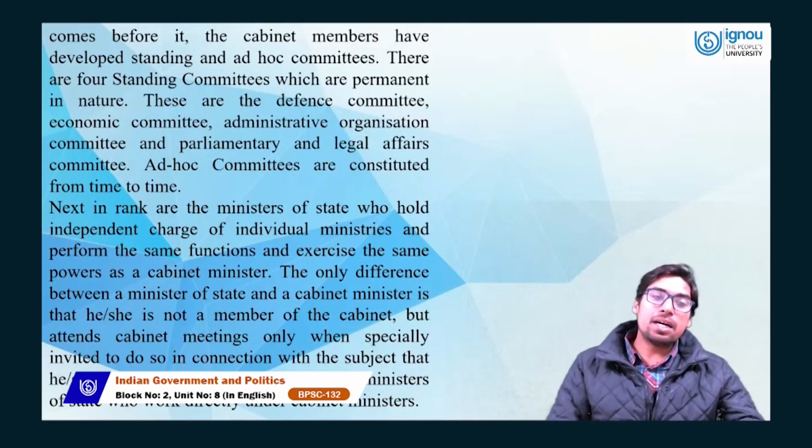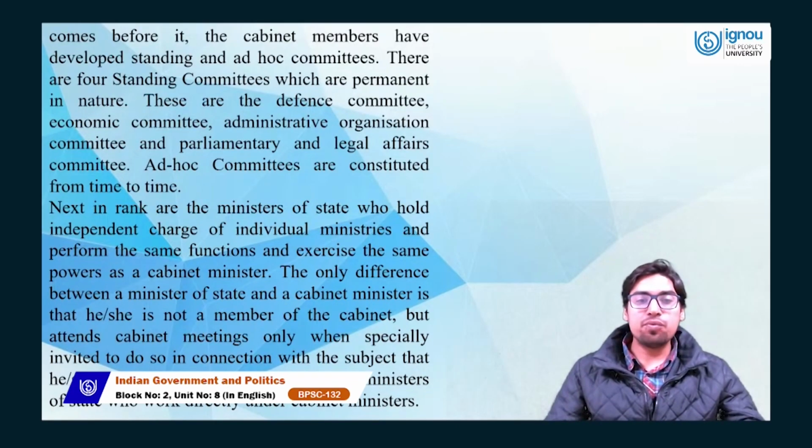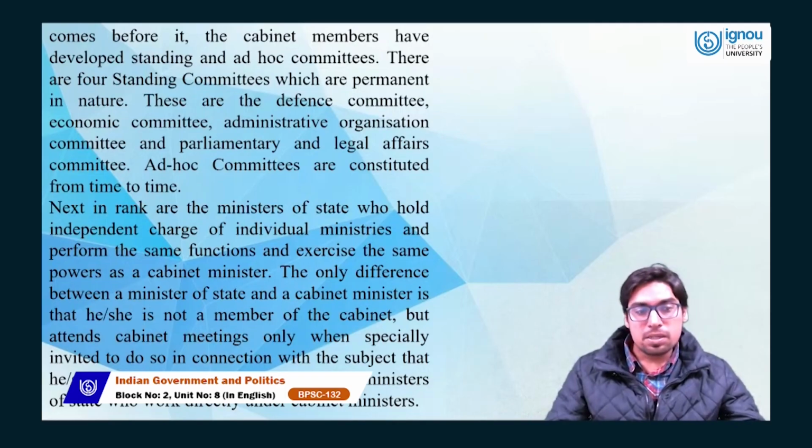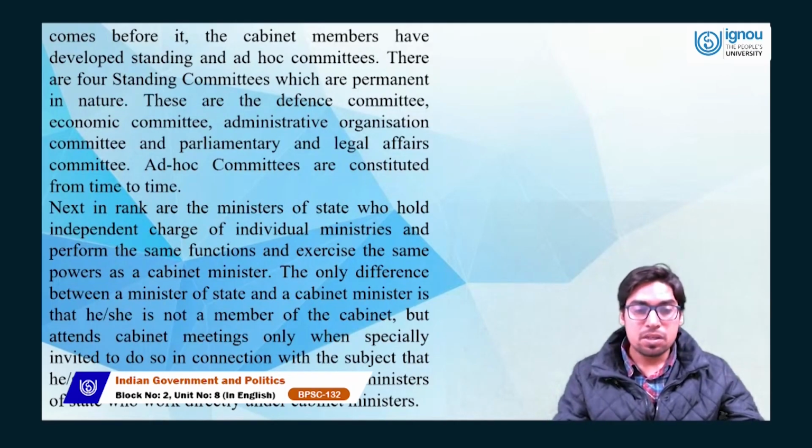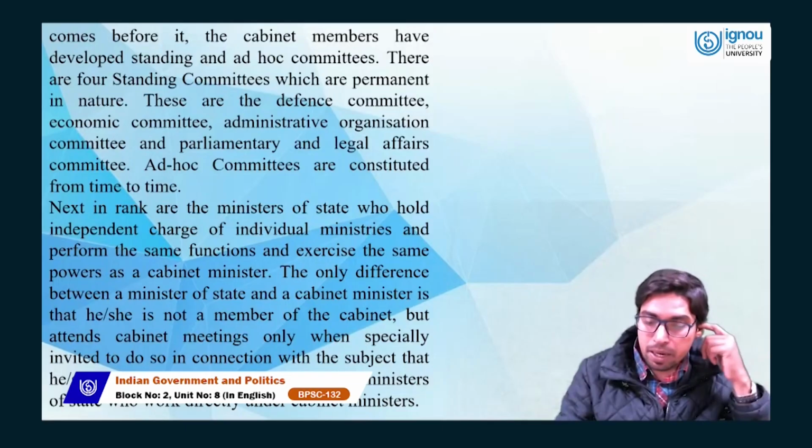Next in rank are the Ministers of State who hold independent charge of individual ministries and perform the same functions and exercise the same powers as cabinet ministers. The only difference between a minister of state and a cabinet minister is that he is not a member of the cabinet, but attends cabinet meetings only when a special invitation is given in connection with the subject that he is given charge of. There are other ministers of state who work directly under cabinet ministers.